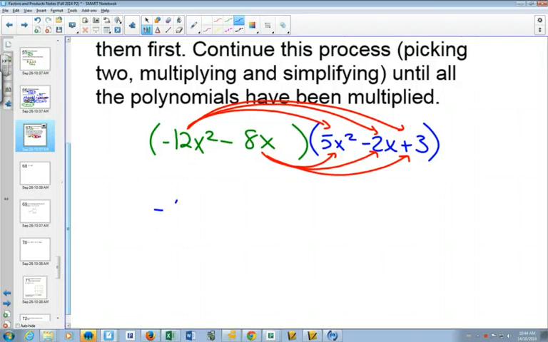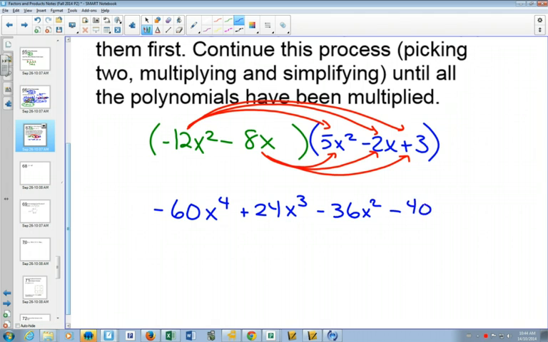So we're going to get minus 60x to the 4 plus 24x cubed minus 36x squared. Those are all the top three arrows. And now we'll take the minus 8x and distribute it through everything. So we'll get minus 40x cubed plus 16x squared minus 24x.